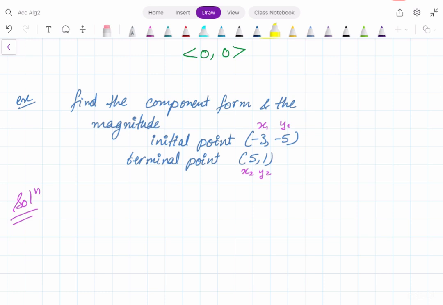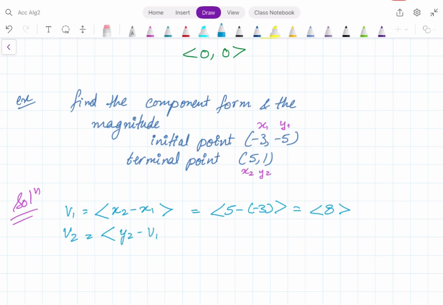Keeping that in mind, let's take one example and it will make the theory a little clearer. In this case, the initial point is given as (-3, -5) and the terminal point is given as (5, 1). They are asking for the component form and the magnitude. Magnitude, again, is nothing but the distance. So I label the initial as x1, y1 and the terminal as x2, y2. The difference between the x components will be v1 and the difference between the y components will be v2. Same as the coordinate plane, we write x followed by y. So v1 is the x and v2 is the y.